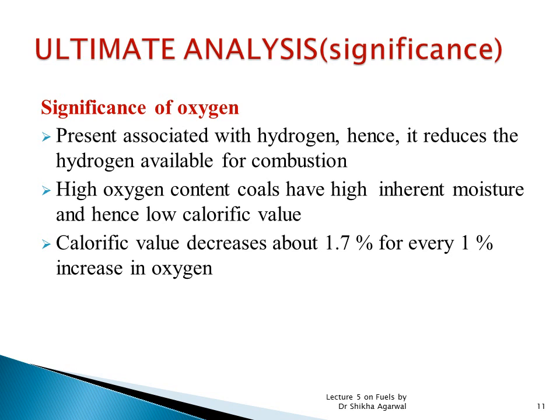So what is the significance of oxygen now? Oxygen is found associated with hydrogen, hence it reduces the hydrogen which is available for combustion. High oxygen content coals have high inherent moisture, because the oxygen is found associated with hydrogen, that means it is present in the form of water. So those coals which have high oxygen content also have high moisture, hence the calorific value is less. Calorific value decreases by about 1.7% for every 1% increase in oxygen in the coal sample. Hence, a good quality coal should contain a lesser amount of oxygen.